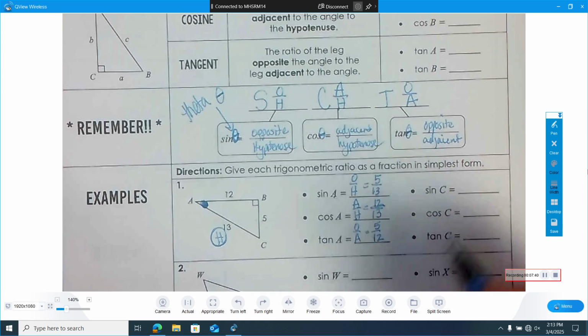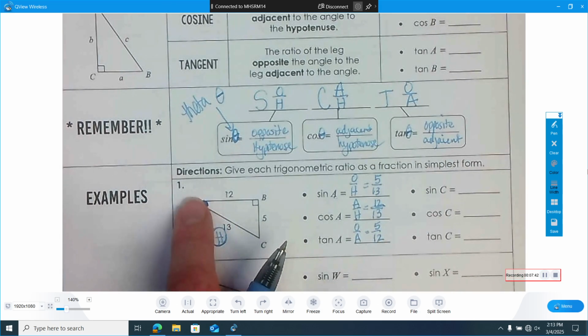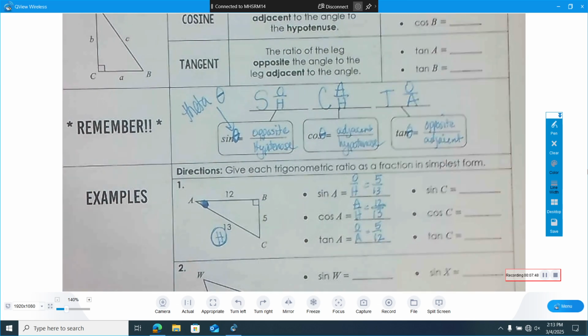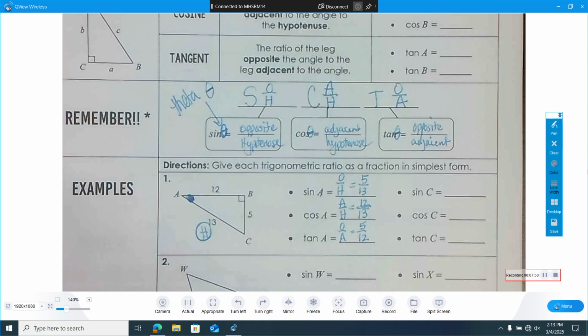When I'm doing trigonometry, I've always got my finger on the angle so that I can go opposite, go all the way across. Okay? Questions on that one?